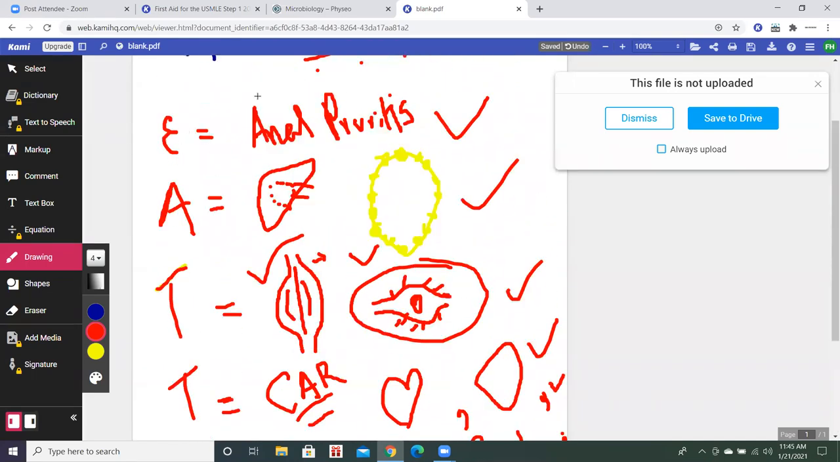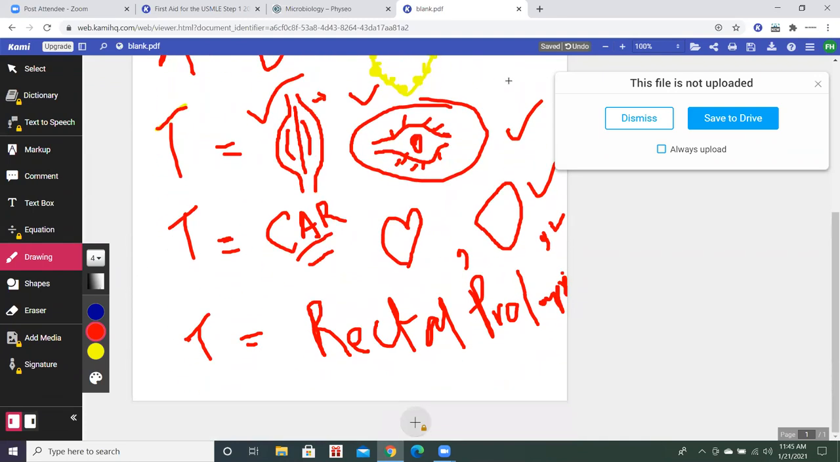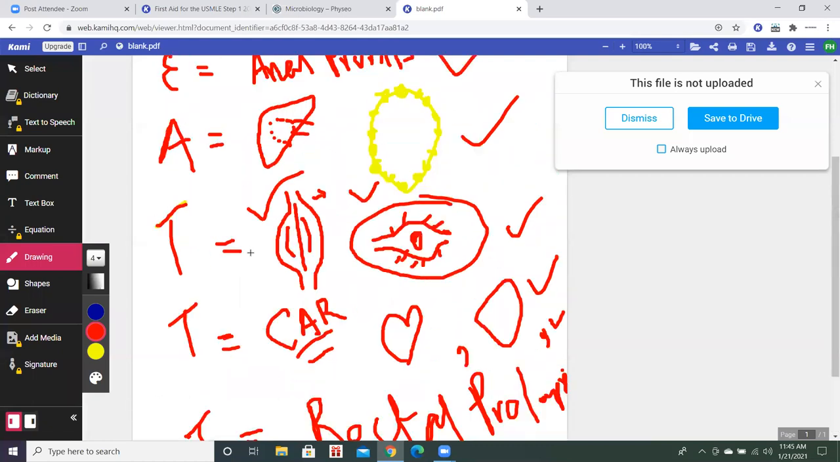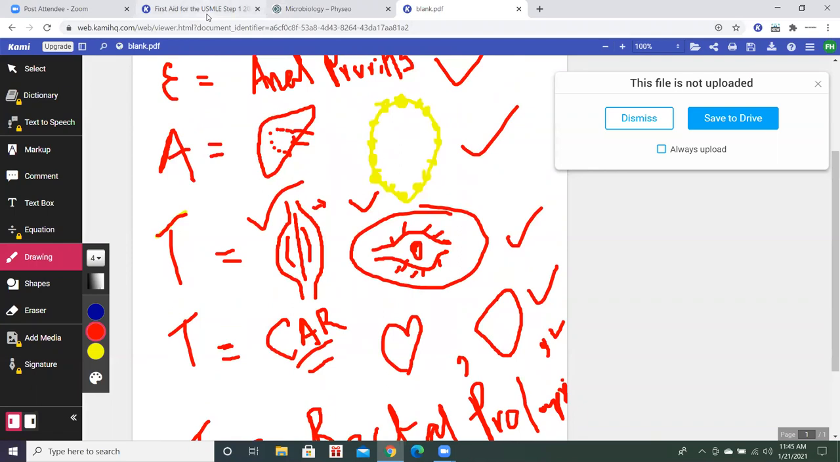Enterobiasis will cause anal pruritus. Ascariasis can cause biliary tract obstruction and knobby coated eggs in the feces. Trichinella spiralis can cause muscle inflammation and periorbital edema. Toxocara canis uses a car to roam around in your body, goes to the heart, causes myocarditis, hepatitis, meningitis, encephalitis, conjunctivitis, uveitis, depends on where it goes. And then another one is Trichuris trichiura, which is a whipworm, which causes rectal prolapse. I've tried my best to make sure that only the high yield things are there.